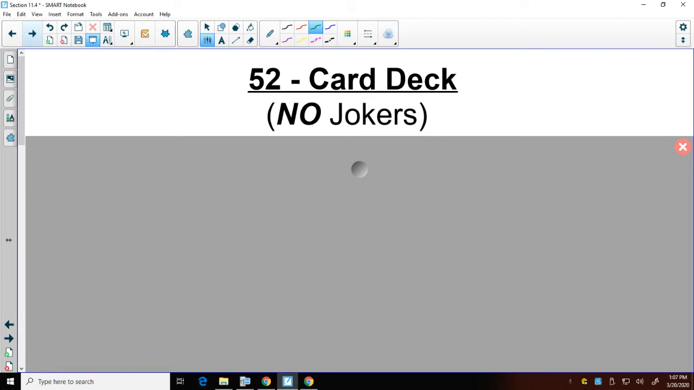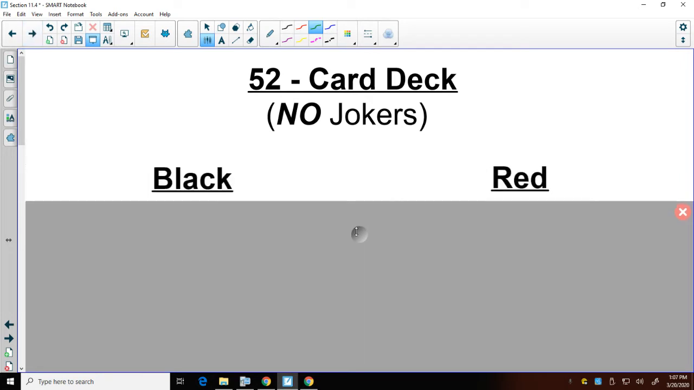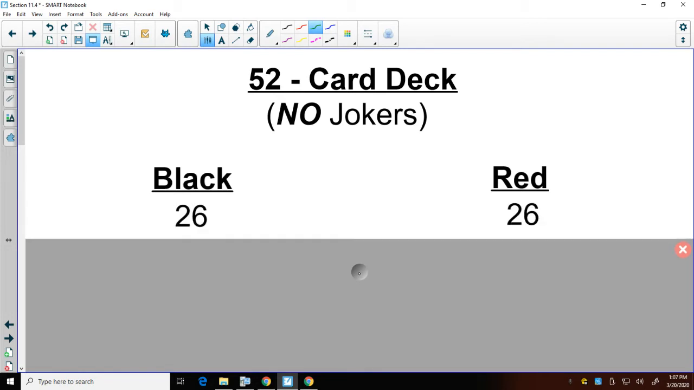Okay, so in a standard 52-card deck, there are how many colors? There are 2. You either have black cards or red cards. And since the deck is split into two colors, that means in total, taking 52 cards and cutting it in half, there are 26 black cards and 26 red cards. 26 black and 26 red.